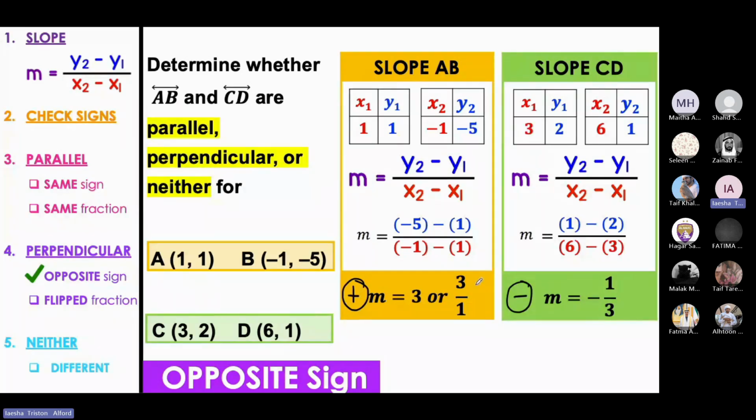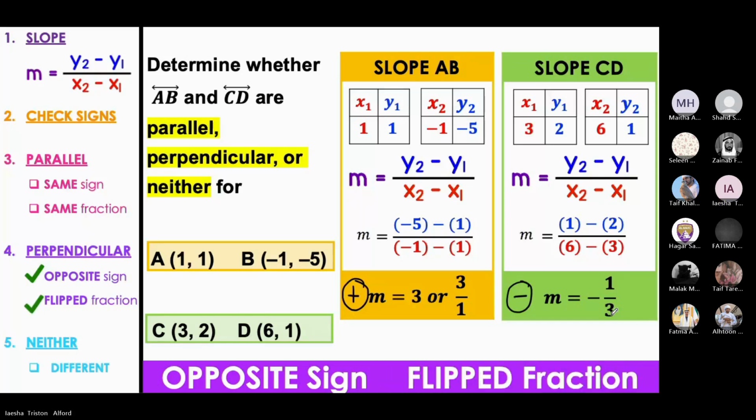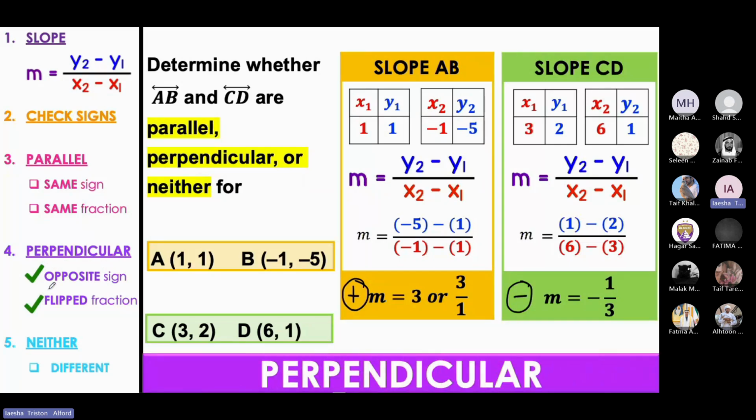So the yellow slope is positive 3 over 1. The green slope is 1 over 3. Is it flipped fraction, yes or no? Yes. So I have opposite sign, flipped fraction. I have 2 yeses. Going to call it perpendicular.